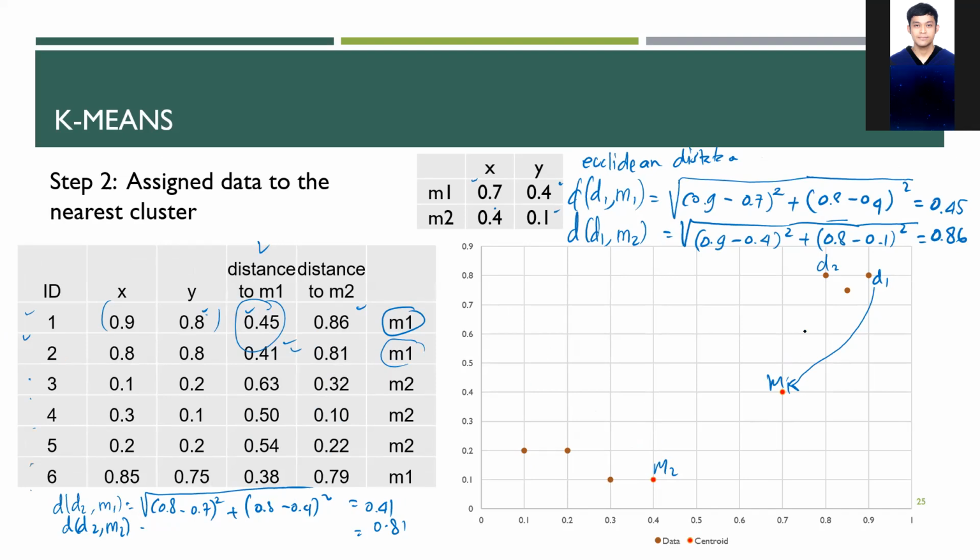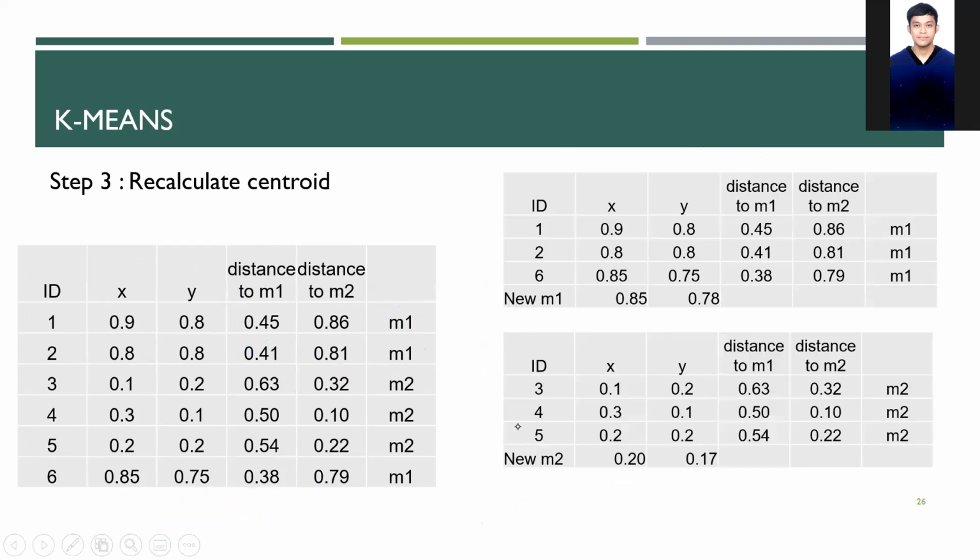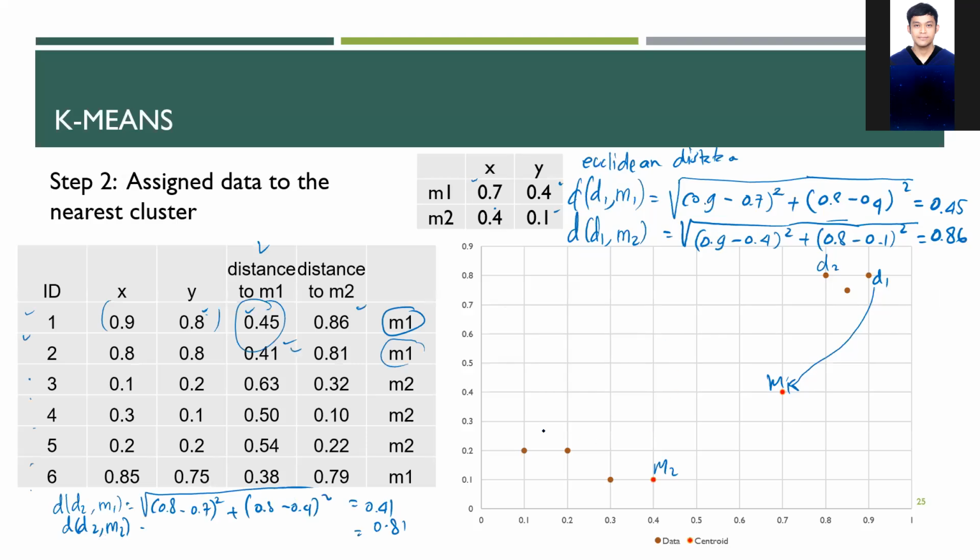And finally, we get this: data 1, data 2, data 3 is this one, 0.1 and 0.2, and then we have data 4, data 5, and data 6. So after one iteration, we will have this in one cluster, and this in another cluster.